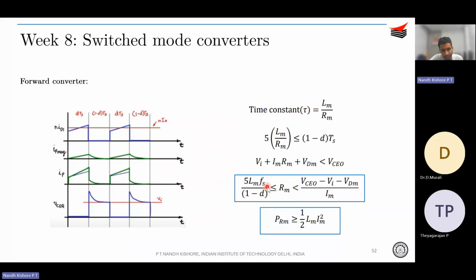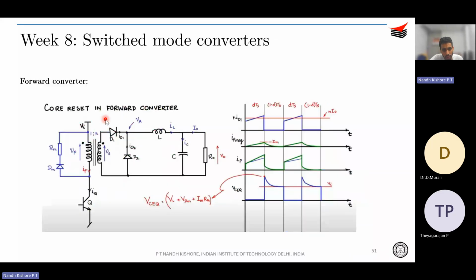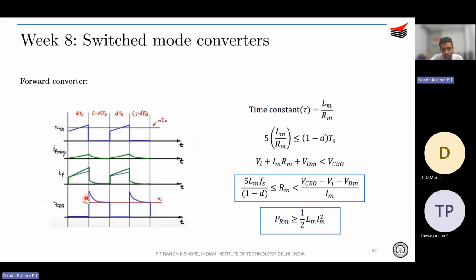So this is the selection of resistor, that is, it should be doing flux resetting within this (1 minus D)Ts period. And secondly, you should choose a resistor so that the blocking voltage is also satisfied from the data sheet of the device. Okay, and obviously the resistor needs to be rated for suitable wattage.